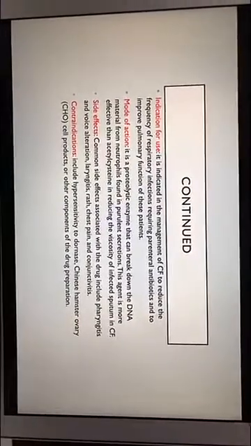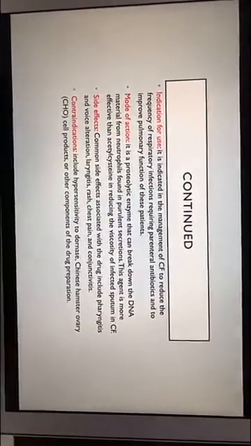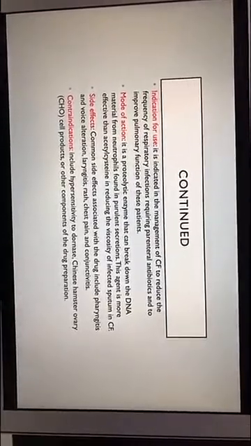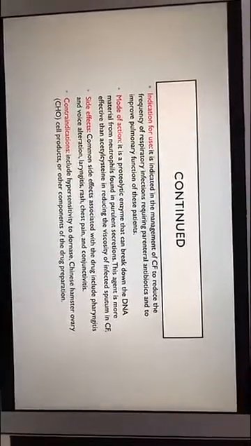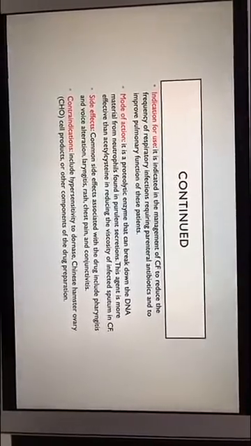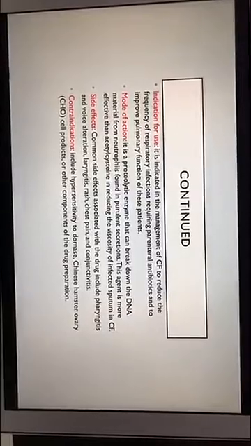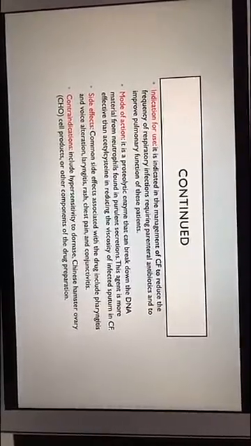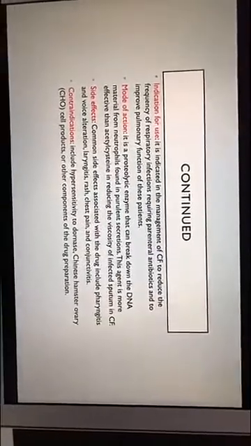Its side effects include pharyngitis, voice alteration, laryngitis, rash, chest pain, and conjunctivitis. It's contraindicated for hypersensitivity to Dornase, Chinese hamster ovary cell products, or other components of the drug preparation.